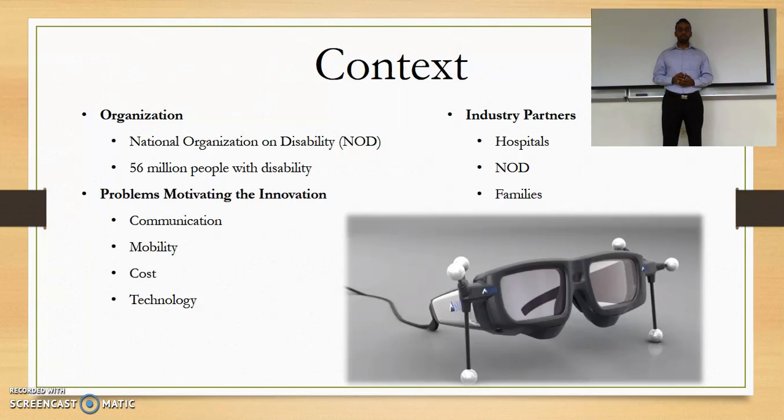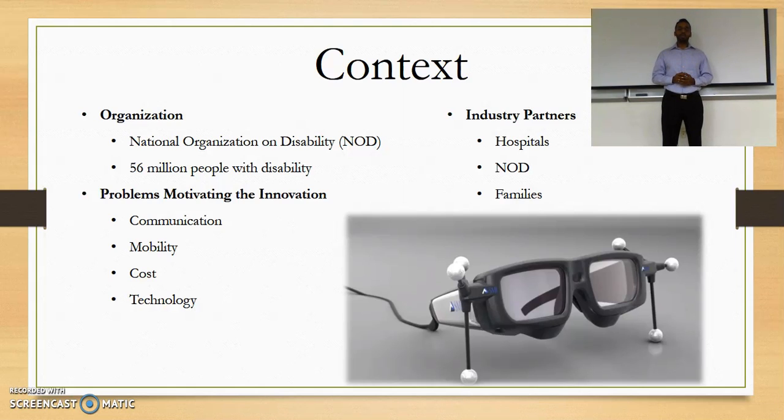In the context section, I highlighted 3 main key points. The first is the organization. I found an online organization by the name of National Organization on Disability. What I liked about it is that it assists about 56 million individuals with different disabilities. What's interesting, 80% of those can find a job. The problems motivating this innovation are 4 key points, which tie into my personal experience.